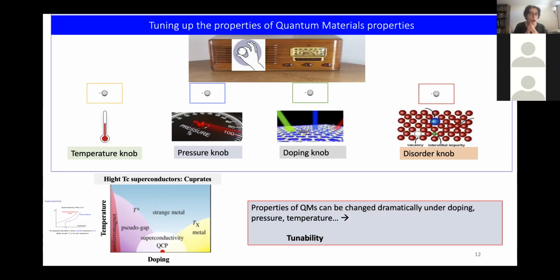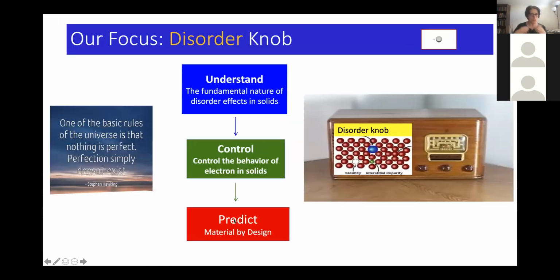The focus of our study is to use disorder as a tuning knob to manipulate the properties of materials. Why disorder? Well, let's use Stephen Hawking's words: one of the basic rules of the universe is that nothing is perfect. Materials are not perfect too. Perfection simply doesn't exist. And the goal of the research of our collaboration is to use disorder as a tuning knob to manipulate the properties of quantum materials. And we want to do it in a controllable way.